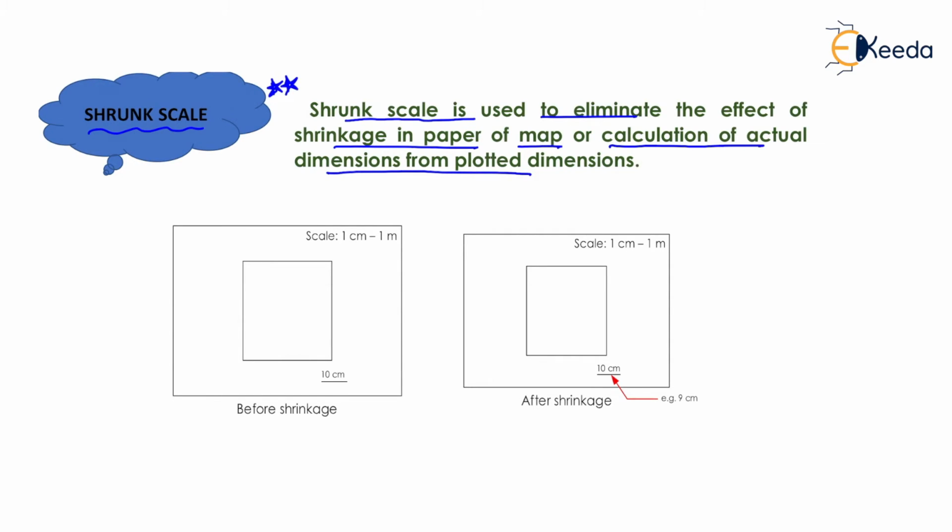Now, suppose that 100 years ago, your grandfather prepared a map of a particular area which he purchased for you, and he plotted a map of that area, shown here like this, using a scale of 1 centimeter equals 1 meter. Suppose he purchased an area of 10 meter by 10 meter, so the total area will be 100 meter square.